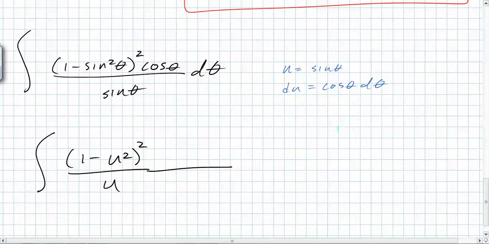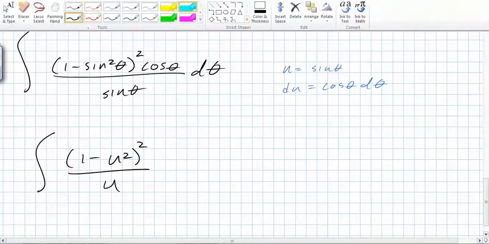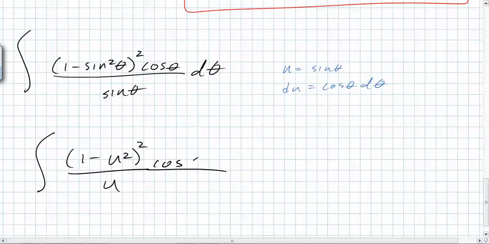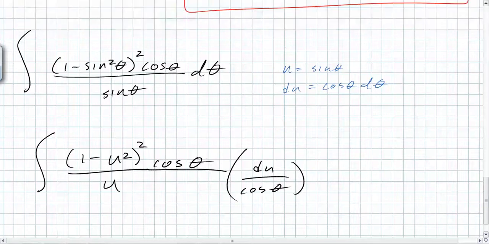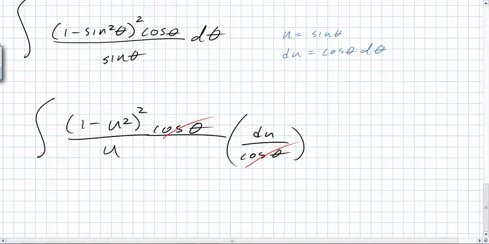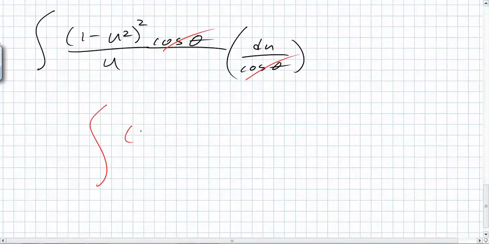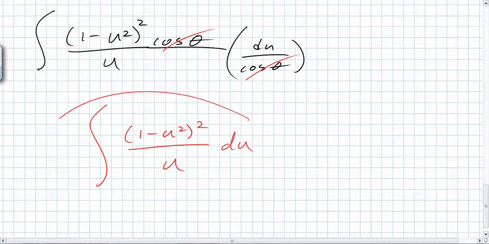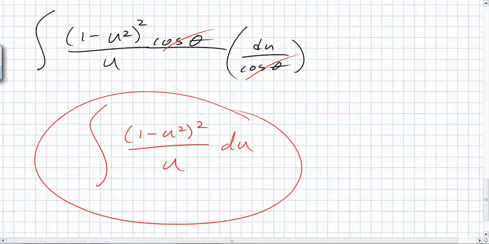We have d theta is equal to, I'm sorry, let me write the whole thing out. I don't want to be lazy here. So it's cosine theta times du over cosine theta, and what magically goes away? The cosine theta goes away. And now we're left with 1 minus u squared, all times du. Okay, so now the question is, what do we do with that?